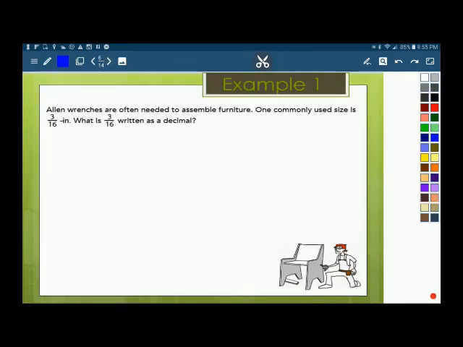So let's try the first example. It says, Allen wrenches are often needed to assemble furniture. One commonly used size is 3/16 of an inch. What is 3/16 written as a decimal? So this is kind of like the warm-up we did. A fraction written as 3/16 is the same thing as if you were to write 3 divided by 16. Or long ways, 3 divided by 16.